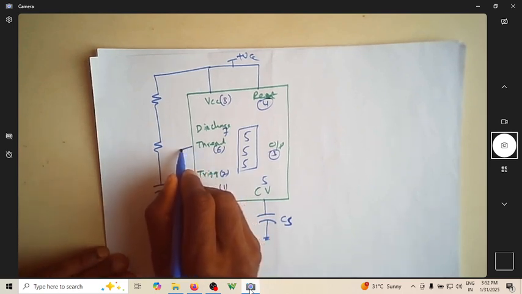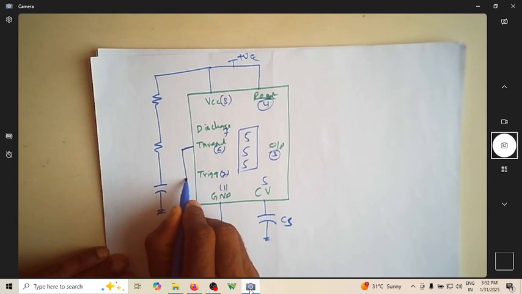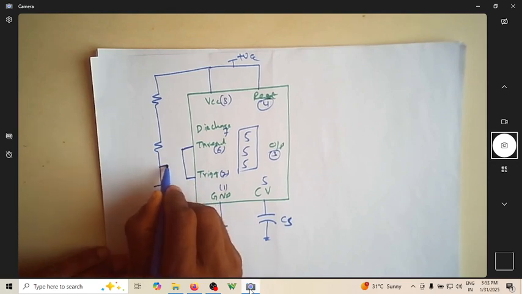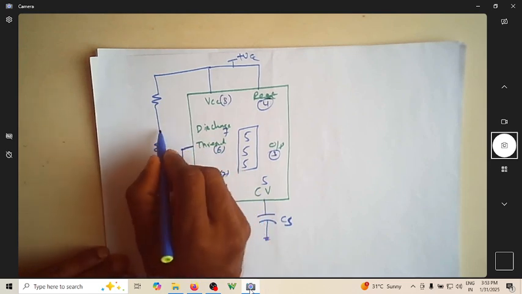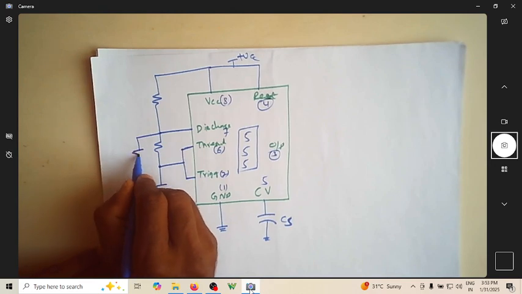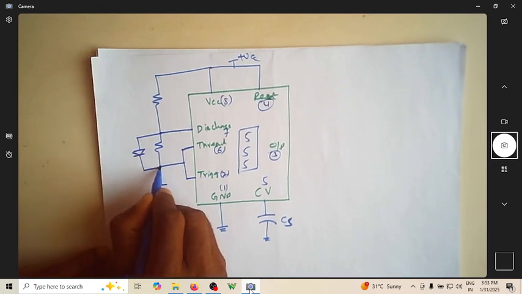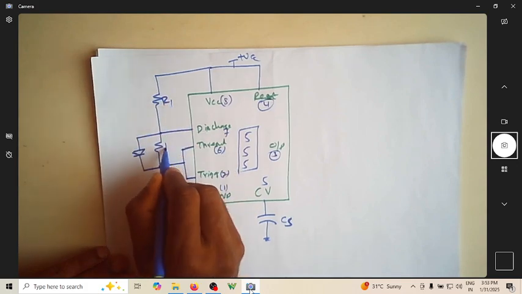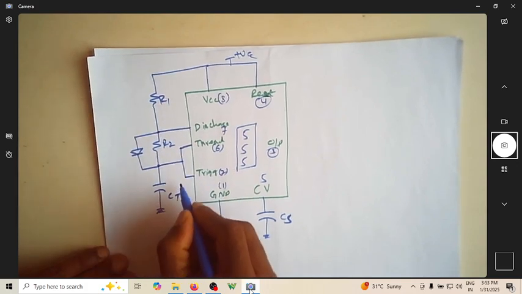Let me short this threshold and trigger, and give it to this junction. Let me connect this to this. Let me have a diode bypassing this. This is now R1, R2, CT.